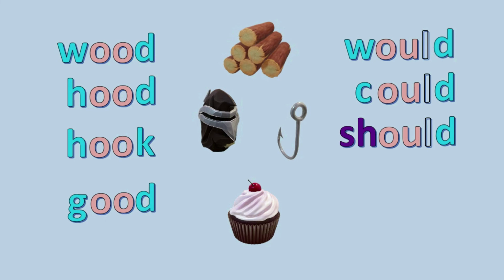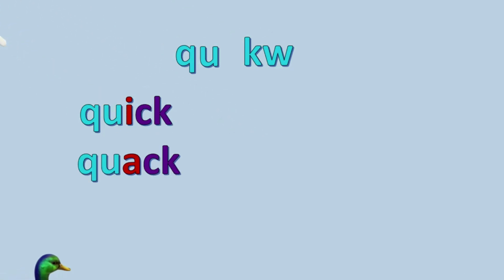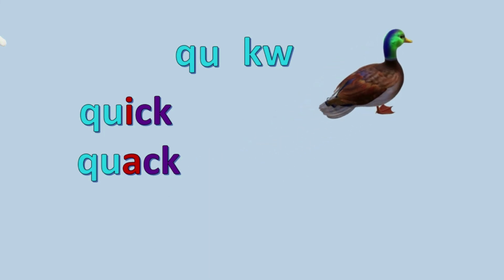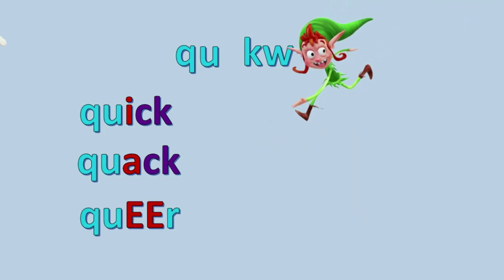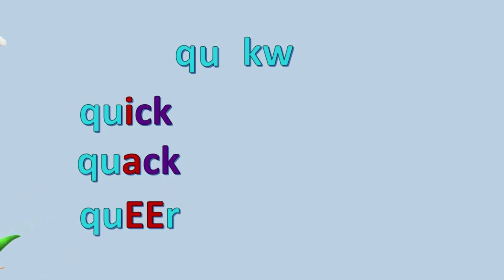We're almost ready to watch a picture and read the sentence that tells what's happening. But before we do, I want to tell you about the letter Q. Q is almost always followed by a U. And together, these two letters make two sounds, K, W. Like the sounds made by putting together a K and a W. So here's quick. And here's quack. And here's queer. And here's quite, and here's quiet.